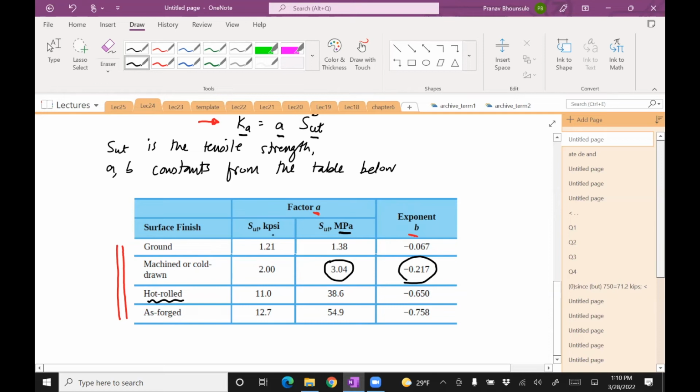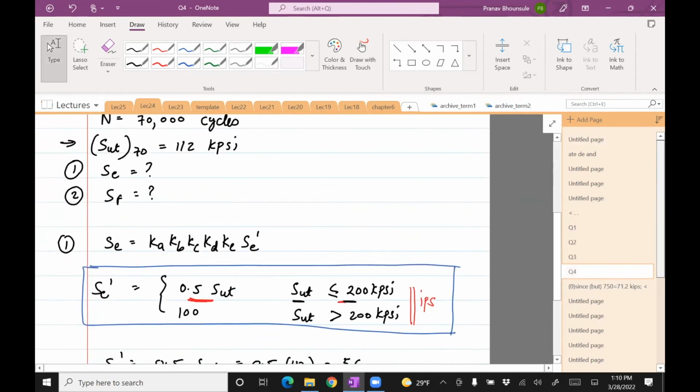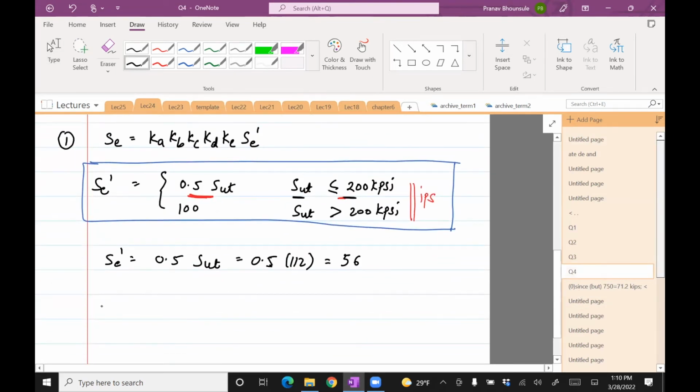We want SUT in kpsi because SUT is given in kpsi. So 11 is A and minus 0.65 is B. Let's put that in the formula. Ka is A, SUT raised to B. Let's work it out.